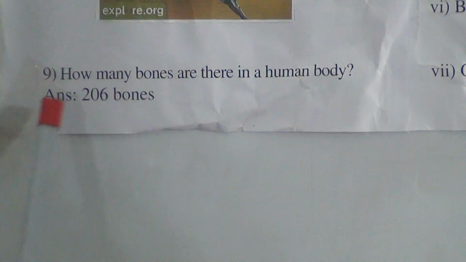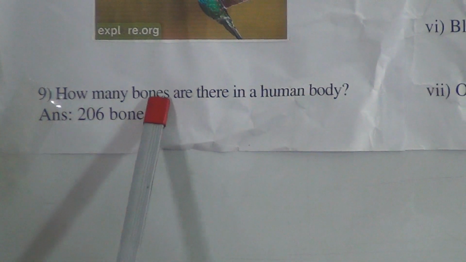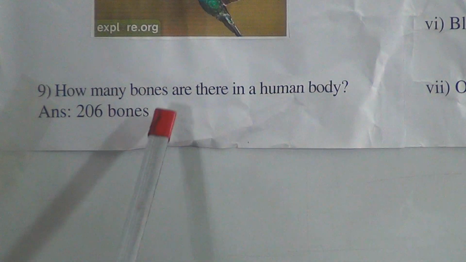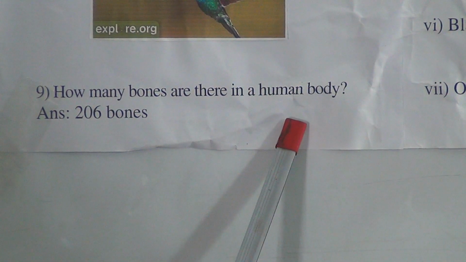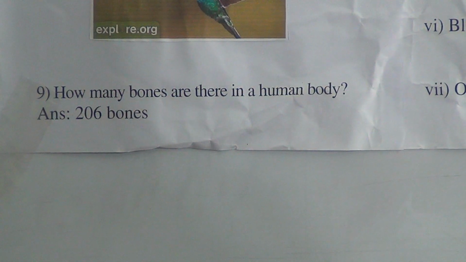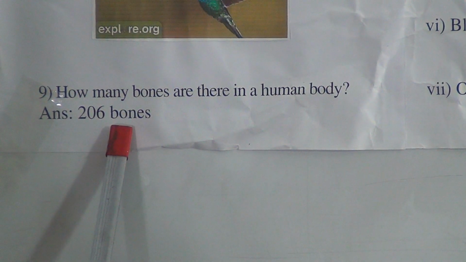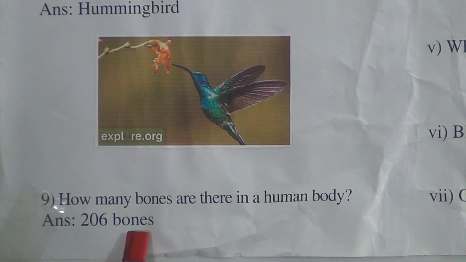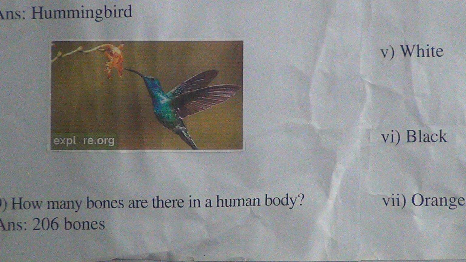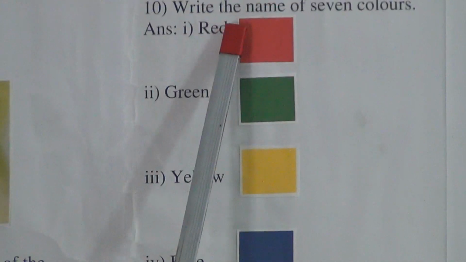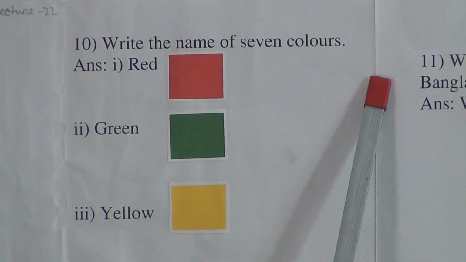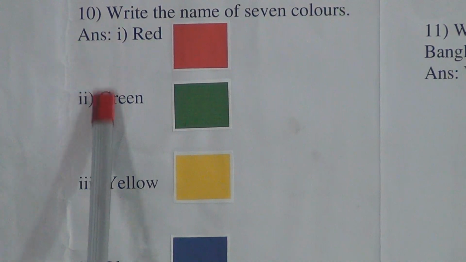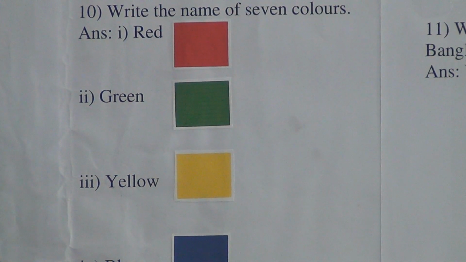Now 9 number question. How many bones are there in a human body? Answer is 206 bones. And 10 number question here is, write the name of 7 colors. Write the name of 7 colors, and I have written here 7 colors name.